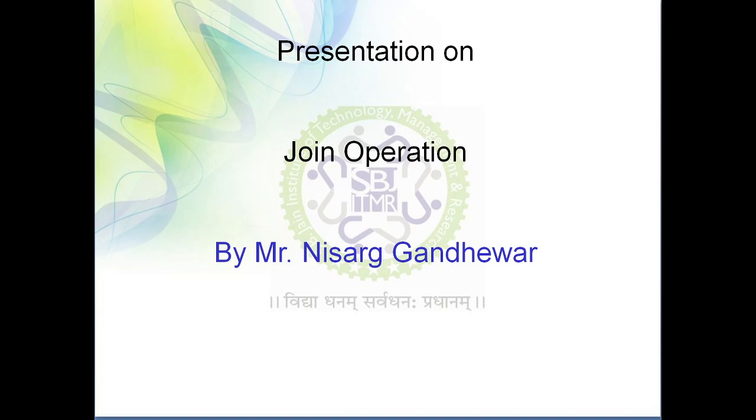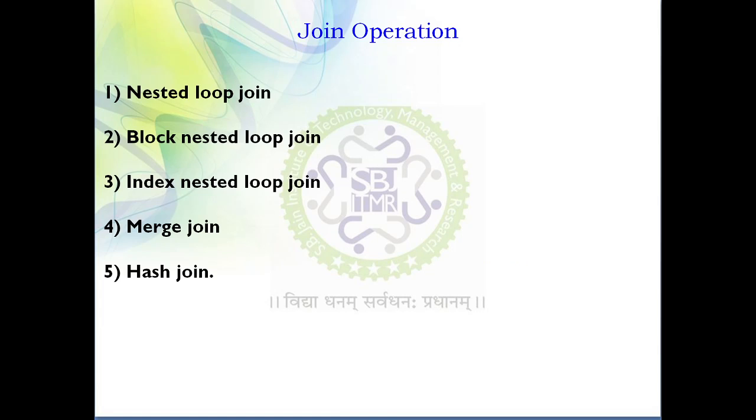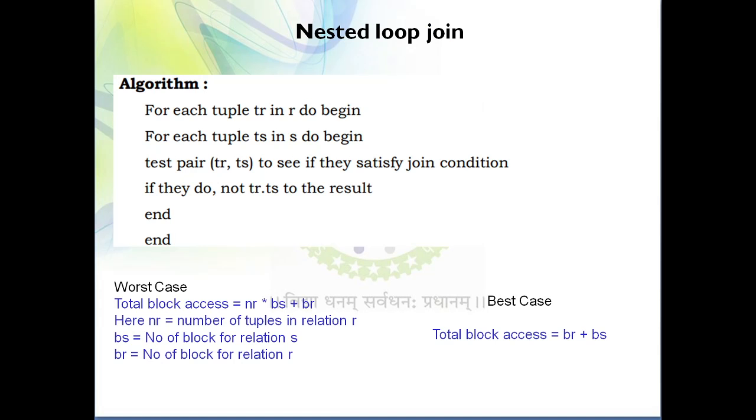So what are the different join operations? The first one is nested loop join, then block nested loop join, index nested loop join, merge join and hash join. These are the various join operations. I am not telling you that these are the types of join, but actually these are the join operations. One by one we will discuss all these operations. And you need to understand the formulas, because based on this you will find numericals in the GATE exam as well as in your university exam.